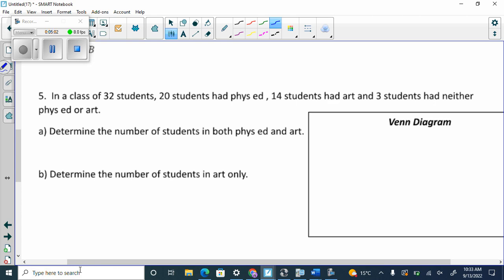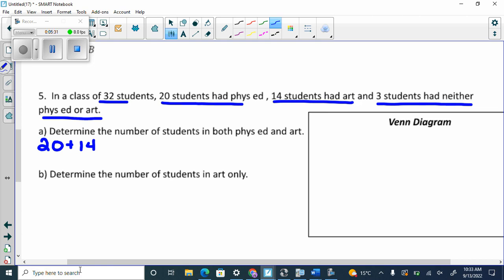Here we have number 5. In a class of 32 students, so that is the total, 20 put in a ticket saying they're in phys ed. 14 put in a ticket saying they had art. And then 3 put in a ticket that said they had neither phys ed nor art. So remember, if I put in the tickets for both, each separately, I can find the overlap. We agree? Because they put in all the separate tickets. So all the tickets we have here are 20 plus 14 plus 3, which is how many tickets total?